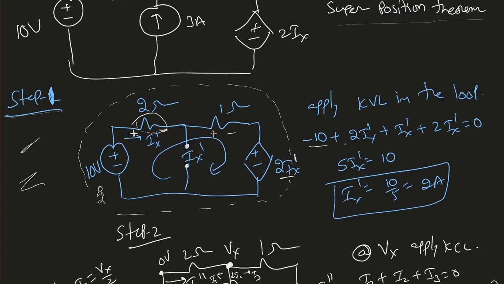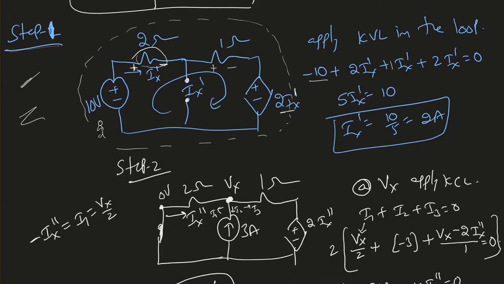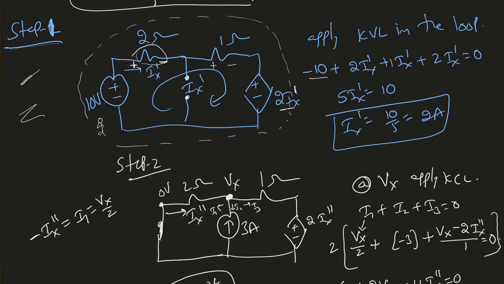So -10 plus 2ix prime plus 1ix prime plus 2ix prime. Okay, so 5ix prime equal to 10, ix prime equal to 2 ampere. So this is our ix prime.